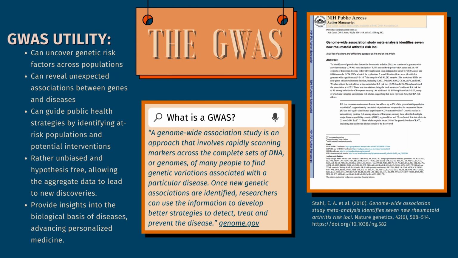GWAS stands for a genome-wide association study that utilizes multiple sets of DNA in order to identify genetic variations associated with diseases. The results are then used to develop strategies to detect, treat, and prevent specific diseases. A GWAS can be used to determine the genetic risk factors of a disease across populations by identifying the associations between genes and diseases. This can lead to breakthroughs in medicine as the discoveries can help guide public health strategies in disease prevention and treatment. The GWAS meta-analysis we chose as a group identifies 7 new rheumatoid arthritis risk loci.